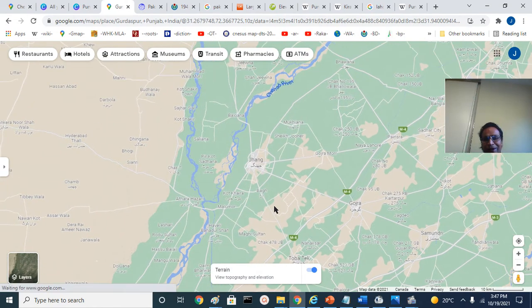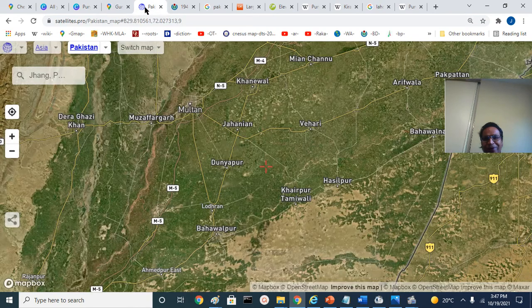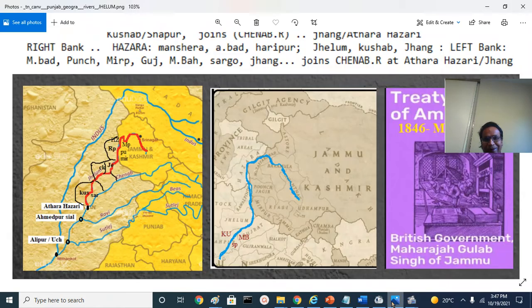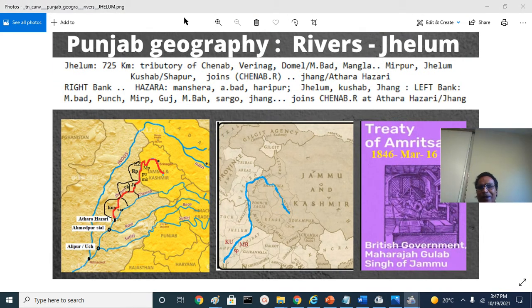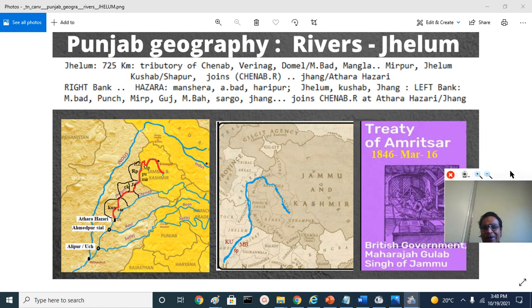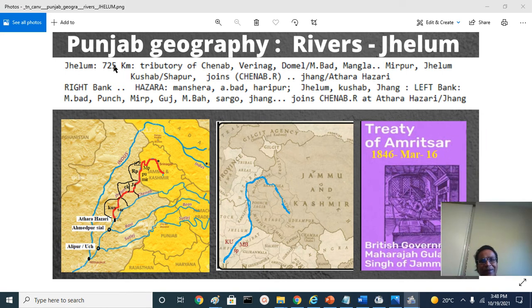That is the fascinating journey of the great river JHELUM that winds through the Valley of Kashmir. So, in a sense, today we discussed the fascinating aspects of river JHELUM as a part of Punjab geography. Essentially, we covered the length of the JHELUM River, 725 kilometers. It is a tributary of the mighty river Chenab, and the river starts at Verinag near Anantnag district.